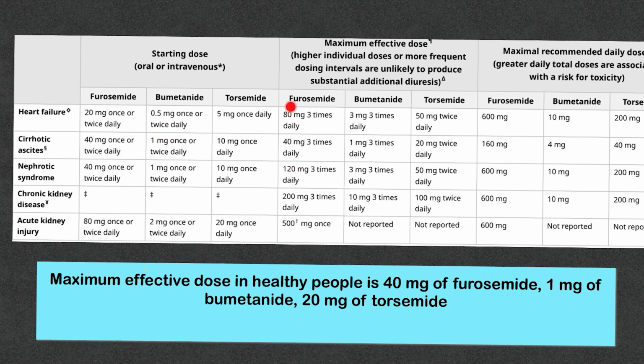You don't have to memorize it, just look it up. For a healthy individual, if you're going to give Lasix for one reason or another to a healthy patient, the maximum effective dose is 40 milligram. This is the maximum effective dose.